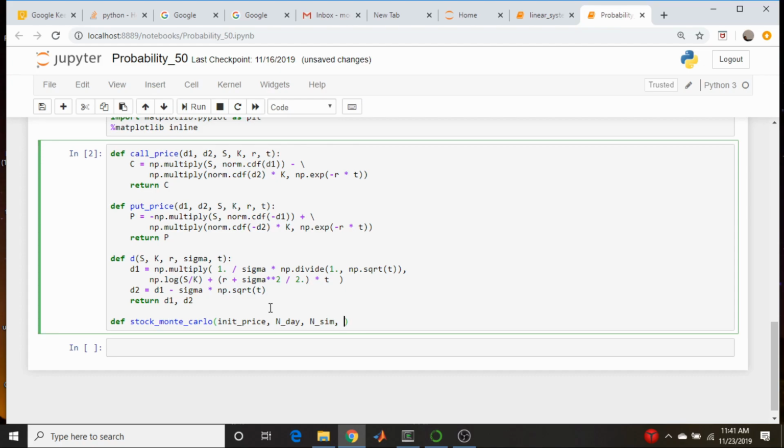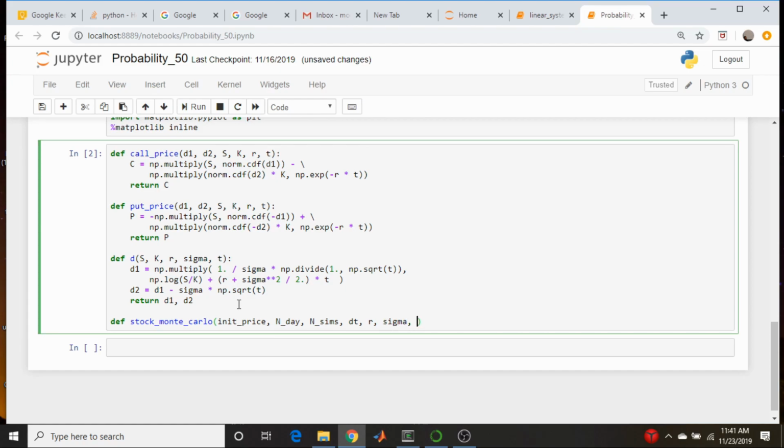What else are we going to need? In fact, let's make this n sims. I think that's more consistent with what I've done in the past. We're also going to need the risk-free rate R. We're going to need the time step dt. Let's actually flip these. Let's go dt comma R. We're going to need the volatility, which is sigma.